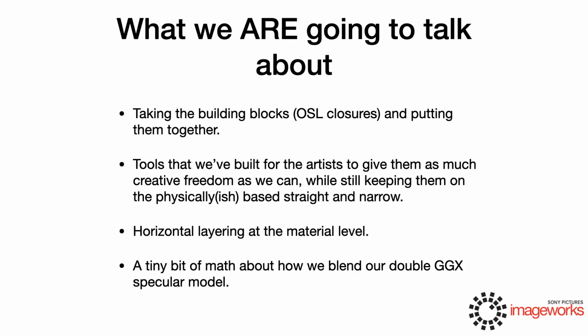In contrast to the previous MaterialX presentation that included vertical and horizontal layering at the granularity of the BXDF, we have a fixed vertical layering strategy for the composition of the closures and instead perform a horizontal layering at the granularity of entire materials with OSL and Katana tools that we've developed. Finally, I'll talk a little bit about the technical specifics about how we blend the Double GGX Lobes in a way that tries to maximize the preservation of the original artist's intent, and a few other tricks we learned along the way.